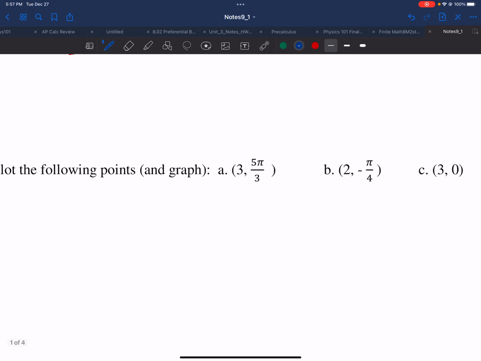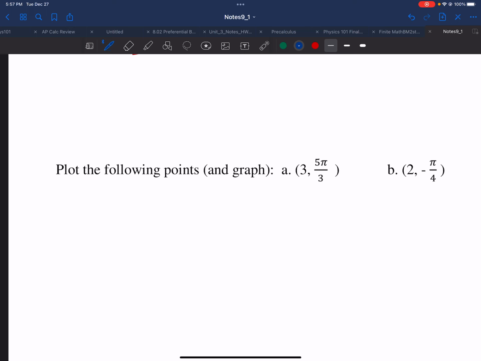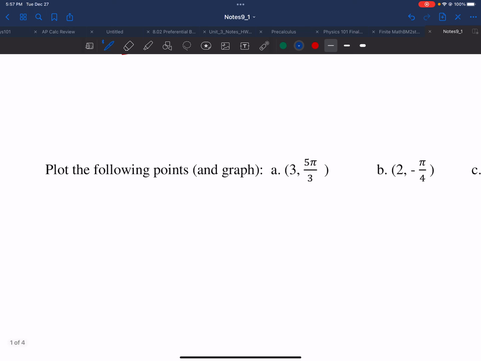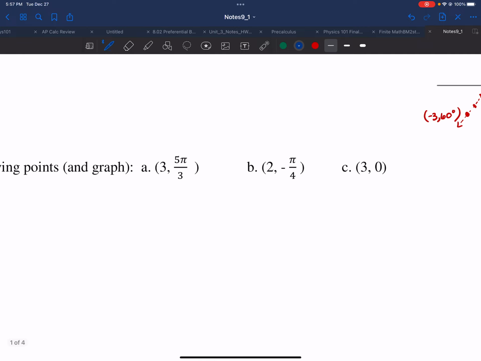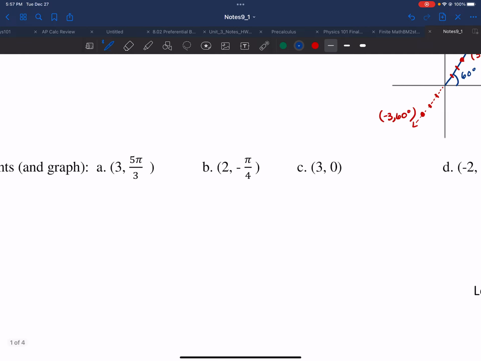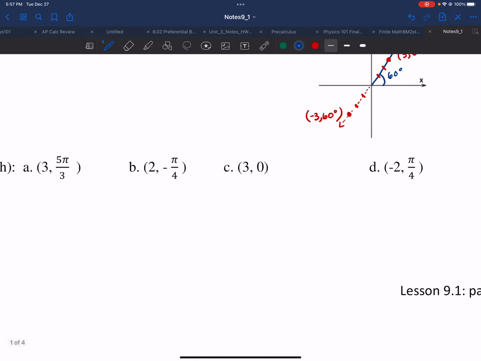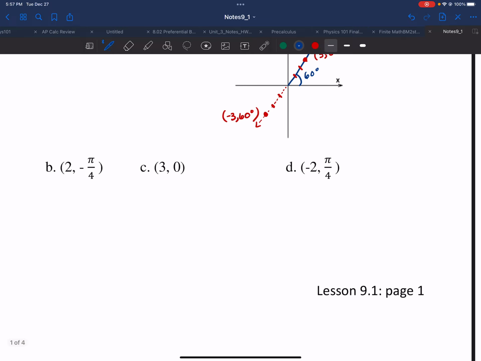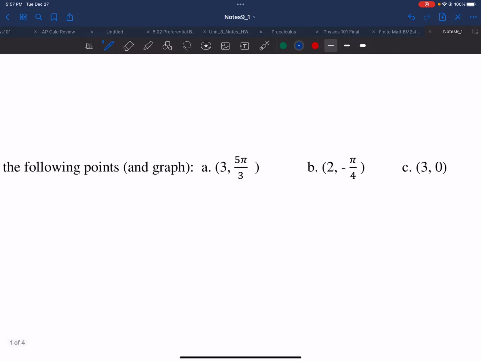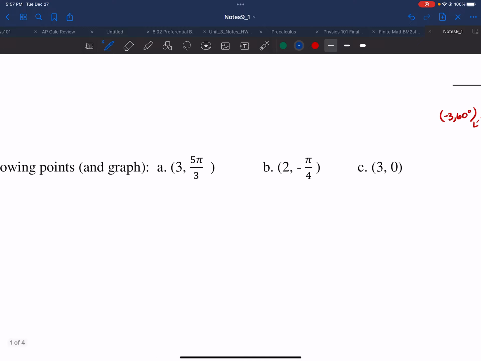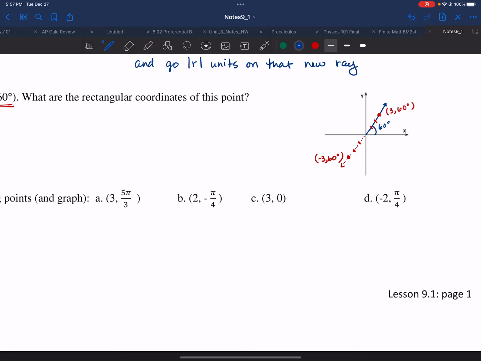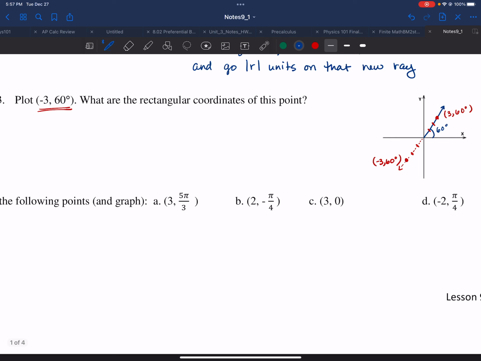For now, what I want you guys to do is go ahead and practice plotting the following points. So 3 comma 5 pi over 3, 2 comma negative pi over 4, 3 comma 0, and -2 comma pi over 4. So I want you to know how to plot all of those points and draw them. You're just going to go ahead and draw your own coordinate lines underneath here. I don't know how big you need them, so you're going to go ahead and draw them.